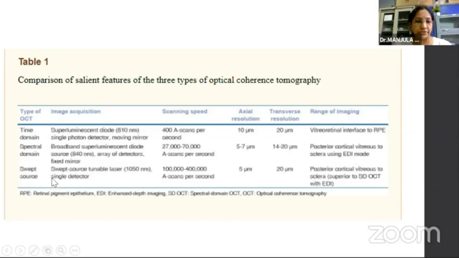Swept source OCT uses a tunable laser of 1050 nanometers, a much longer wavelength, with a single detector. Hence, this gives it an advantage over spectral domain in the scans per second, which is very high, 1 lakh to 4 lakh scans per second, with the resolution being the same. You can image from the posterior cortical vitreous to the sclera. And when you compare, they say it is superior to spectral domain.